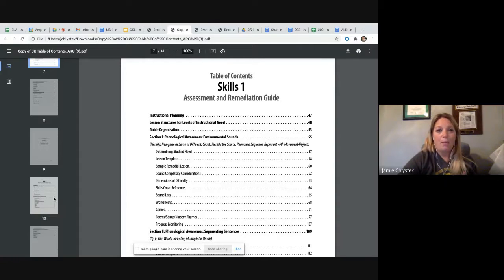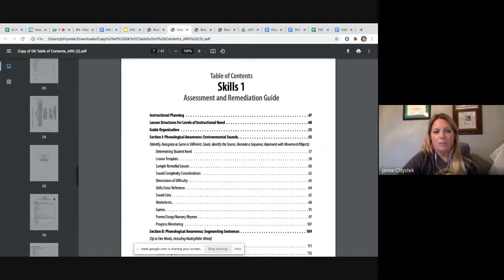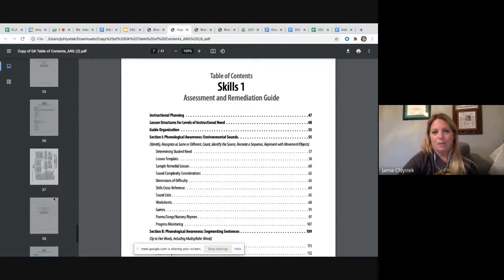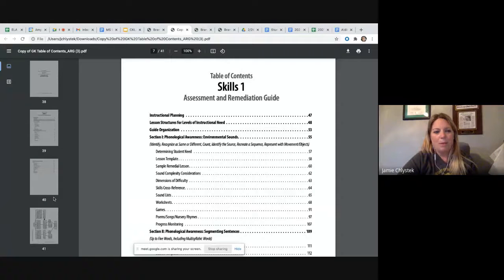That's why the links that I shared with you in the chat, I just pulled the table of contents out of the assessment and remediation guides. So you're not trying to sift through all the different grade levels. You can just have it all in one place.